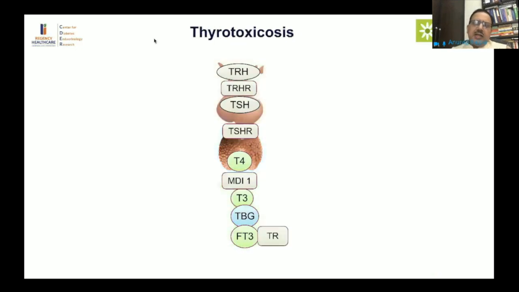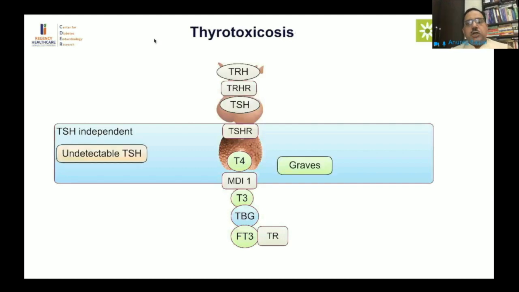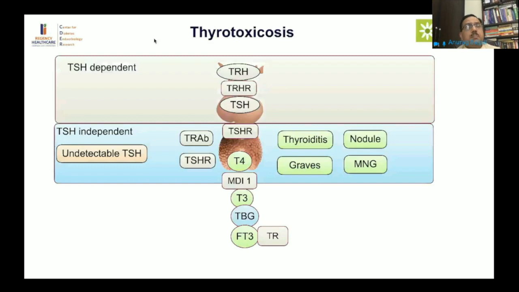Thyrotoxicosis, on the other hand, can also be TSH independent, in that we have undetectable levels of TSH, which may occur because of TSH receptor stimulating antibodies in the setting of Graves' disease or thyroiditis, where there is damage to the thyroid gland. We can also have an independent nodule which can produce, or a multinodular goiter which will cause a similar picture. This is often associated with increased thyroid receptor antibodies or TSH receptor stimulation, which may happen rarely in the newborn period.